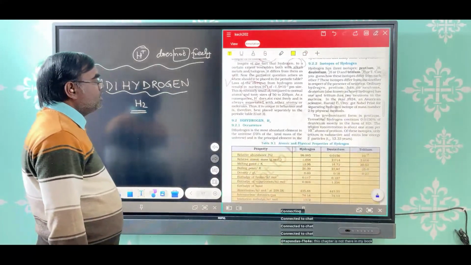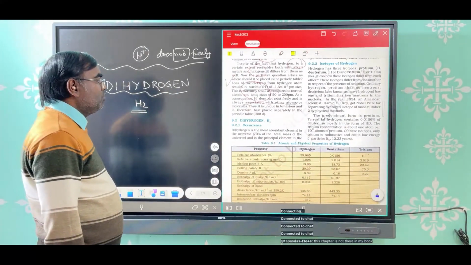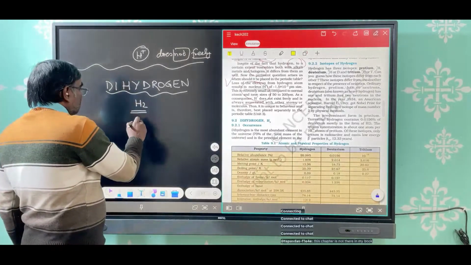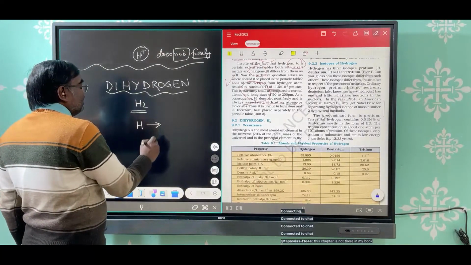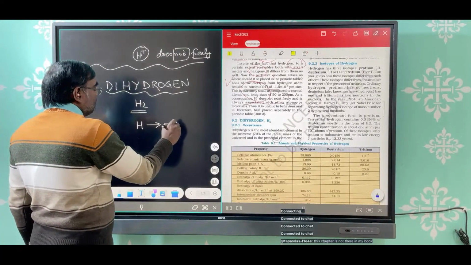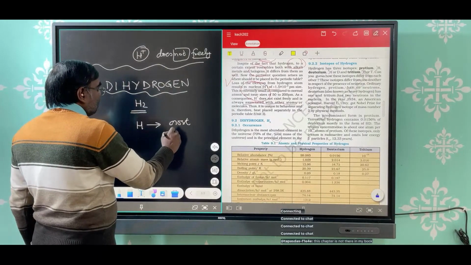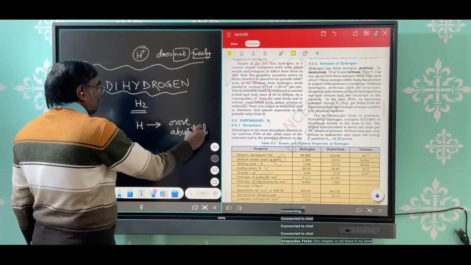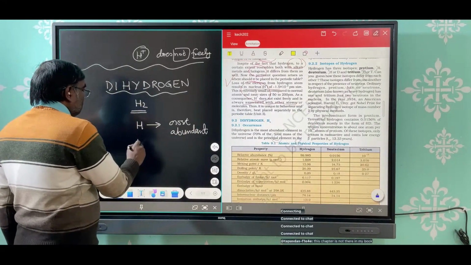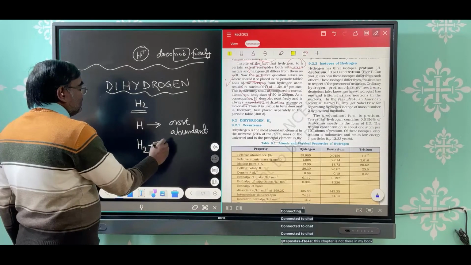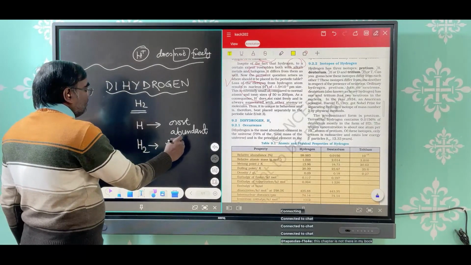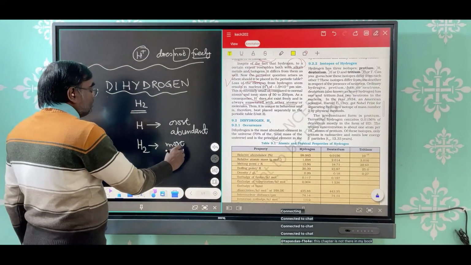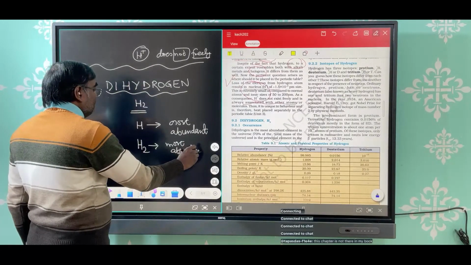So dihydrogen is the most abundant element in the universe. As hydrogen is the most abundant element, H2 is also most abundant in the universe.